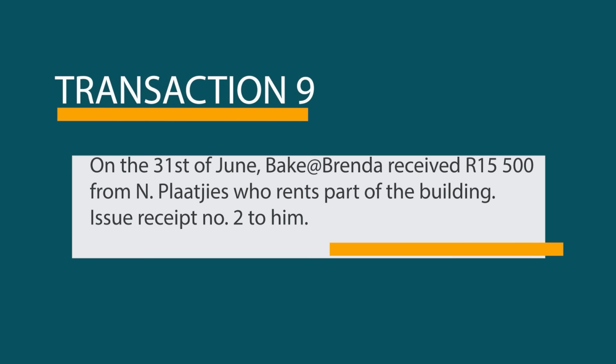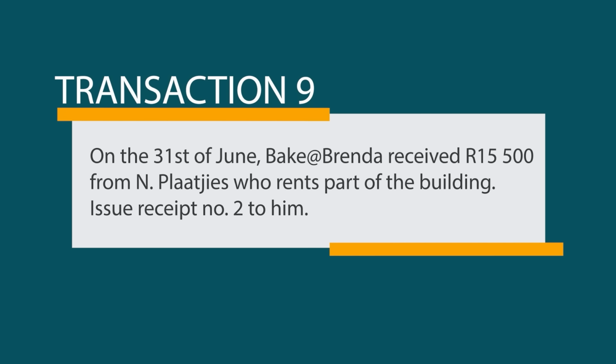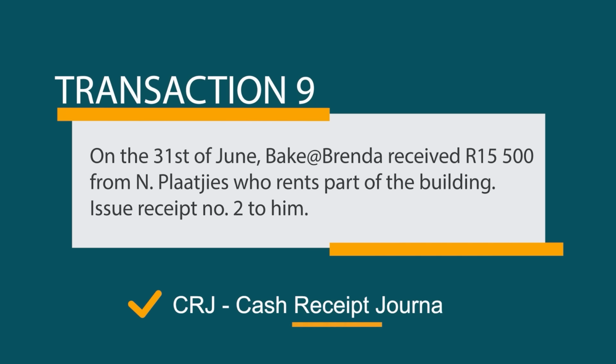Now for the last example. On the 31st of June, Baker Brenda received 15,500 Rand from N Plakis, who rents part of the building. Issue receipt number 2 to him. In this transaction, is it a CPJ or CRJ? Yes, that's correct. It should be recorded on the CRJ. How do we know that? That's because we received money.